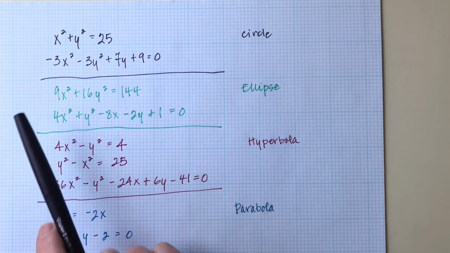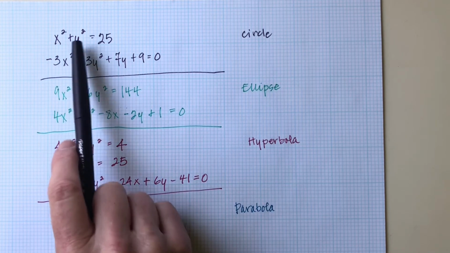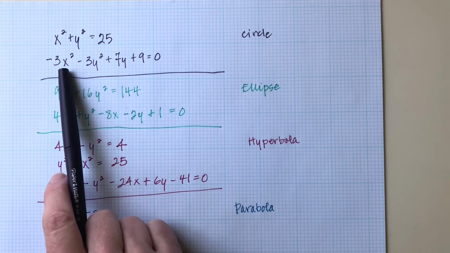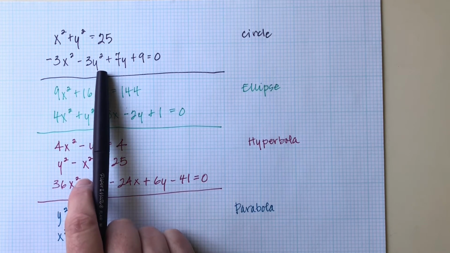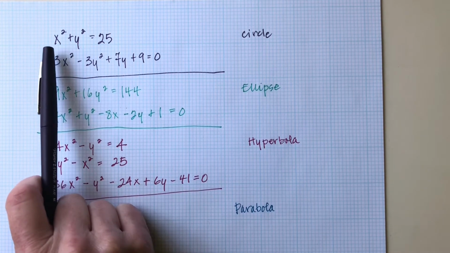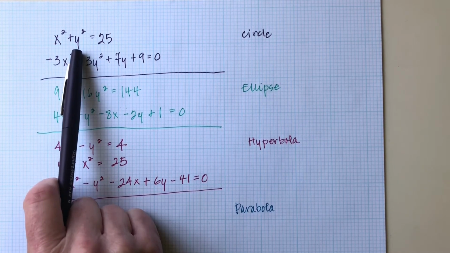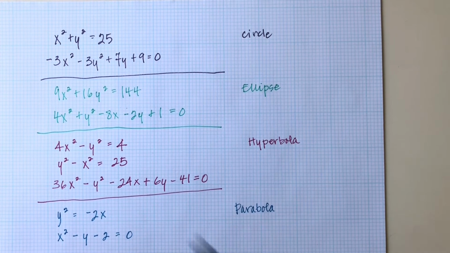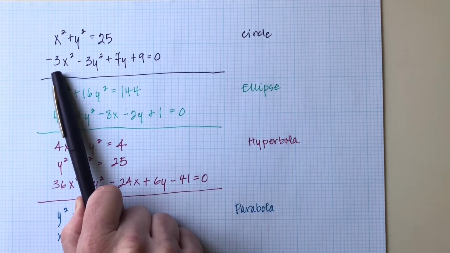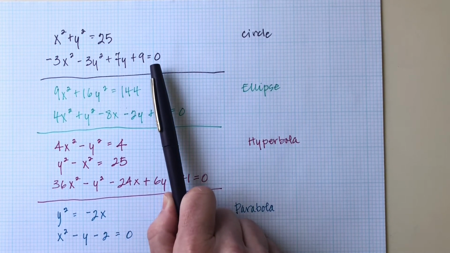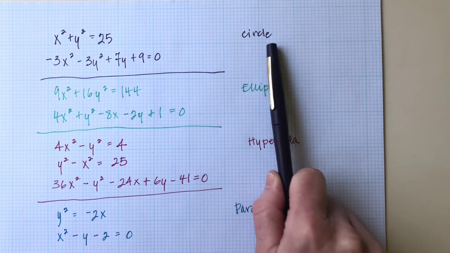Notice that we have an x squared term and a y squared term, and as well we have x squared and y squared terms here, and that the coefficients of those terms are the same. So in this equation, it's positive 1 for the coefficient for both x squared and y squared. The second equation, it's negative 3 for both x squared and y squared. So as long as they have the same coefficients and the same signs, you've got a circle.